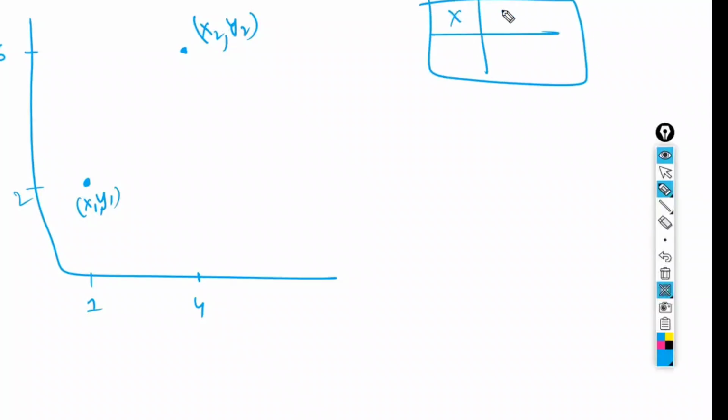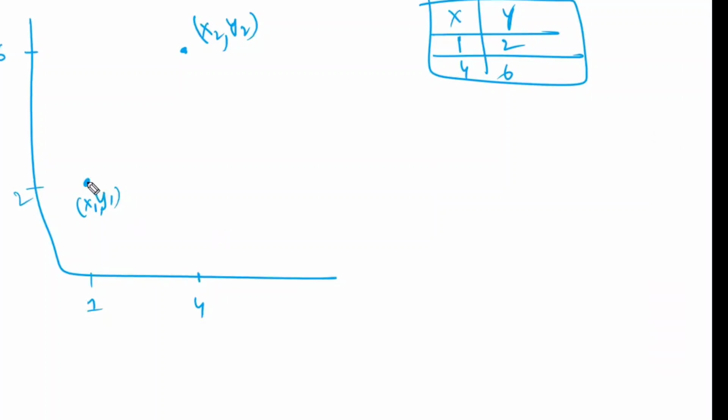Okay, I am having x and y. The first record is having 1 and 2. The second record is having 4 and 6. Only 2 records, 2 data points, are there. Now, between these 2 data points, I have to calculate the distance. How can I calculate the distance? Option number 1.